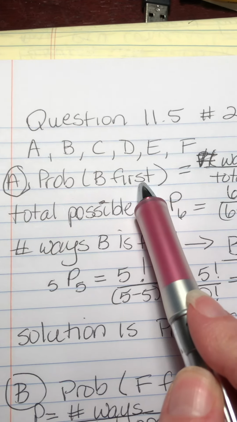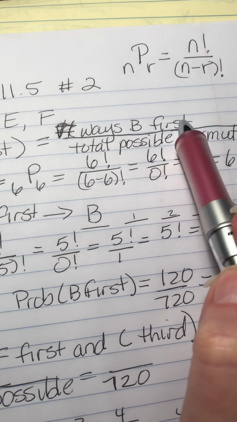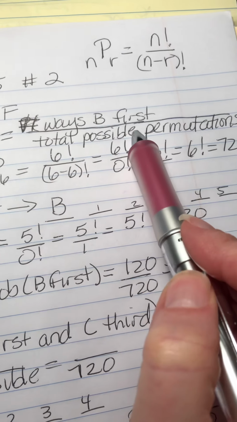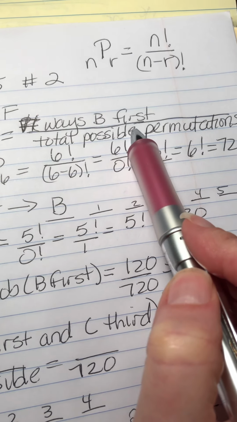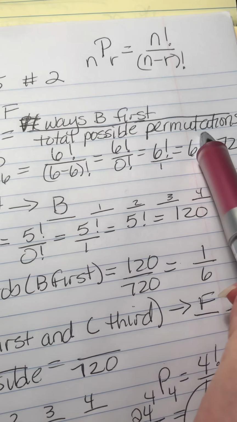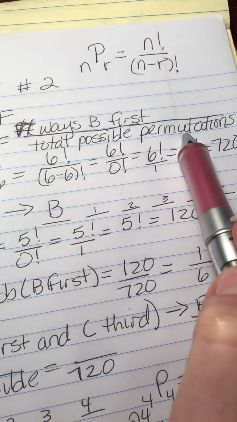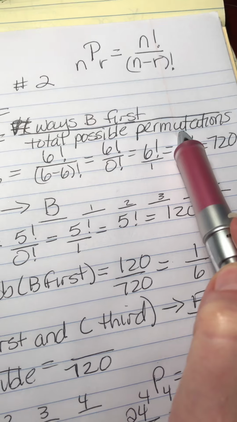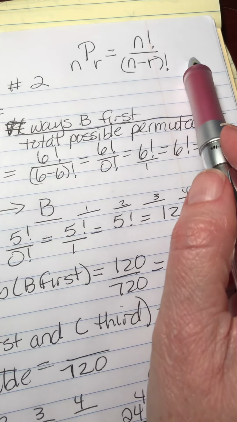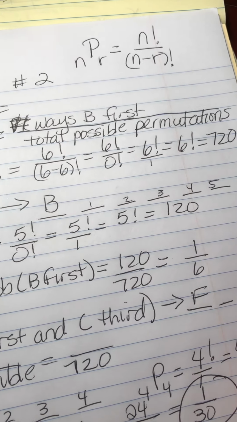Any probability is always calculated by finding the number of ways of the particular event happening, so in this case the number of ways that B is first, divided by the total possible ways that the event could occur. The bottom number will always consistently be the total possible ways. Because in this case order is important, we're talking about permutations and not combinations. So the formula is slightly different: the permutation counting formula, n factorial over n minus r factorial. So it's a little different than combinations.